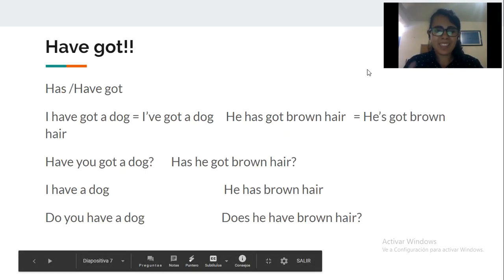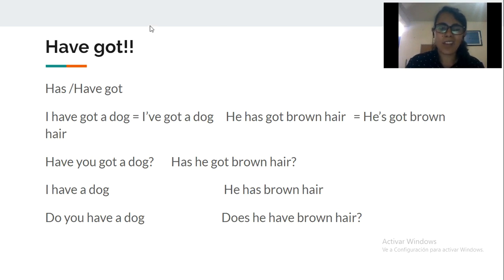Okay, but there's something that happens with have got. In British English we have got, and in American English we have has. Well, it's has or have got. Okay, I have got a dog, and this is a contraction. I've got a dog. Okay, and that is the same as saying I have a dog.